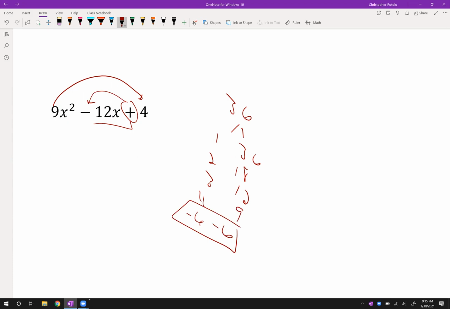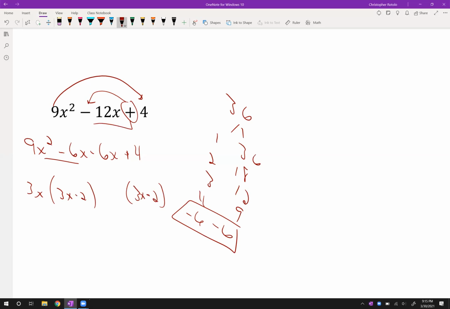All right, so now we have to do true factor by grouping the whole way through. So here's what it looks like. 9x squared minus 6x minus 6x plus 4. And now we're looking for a GCF. 9 and 6 are both divisible by 3. They have some x's, so 3x minus 2. I need that 3x minus 2 one more time.